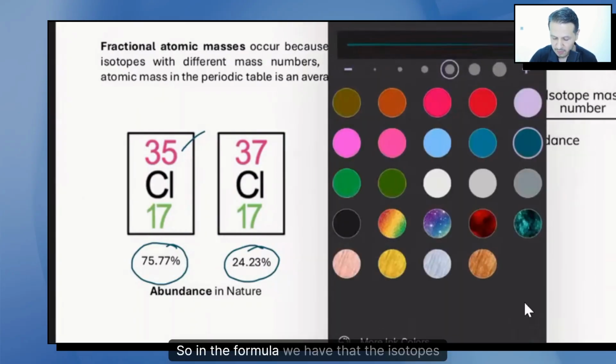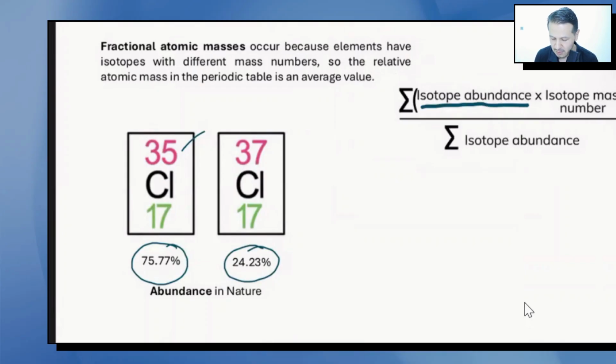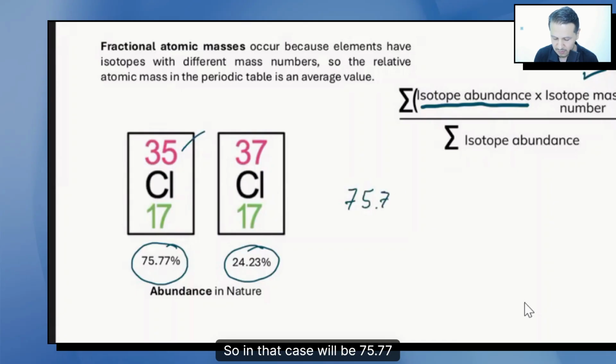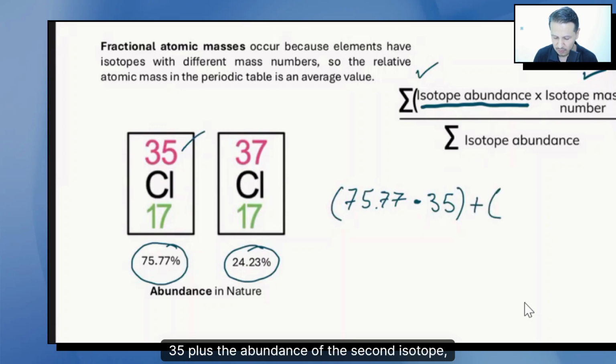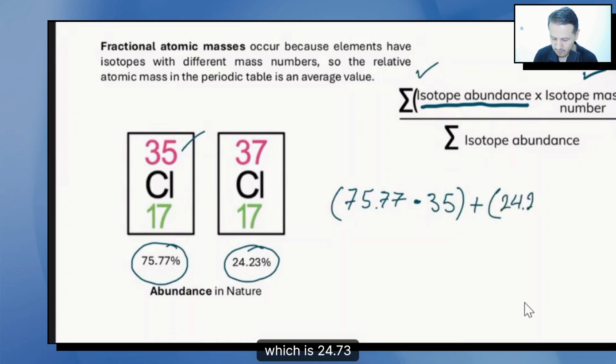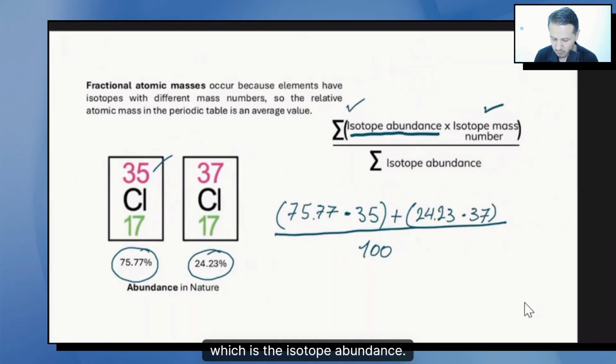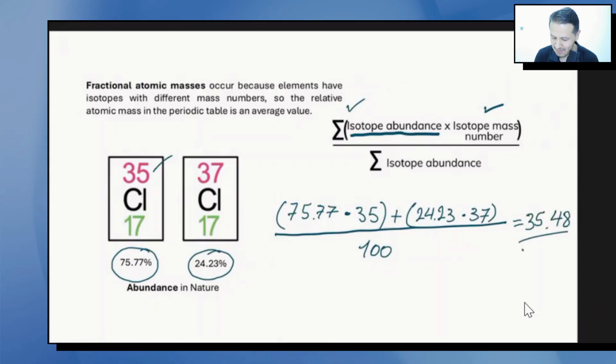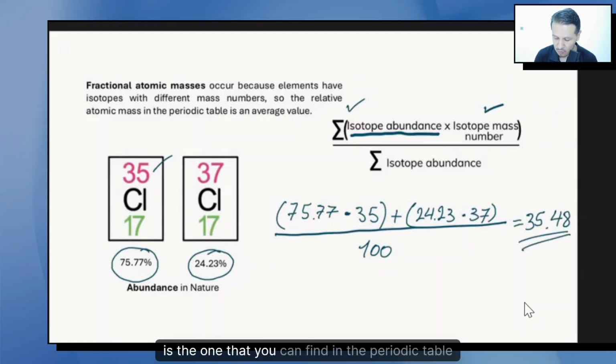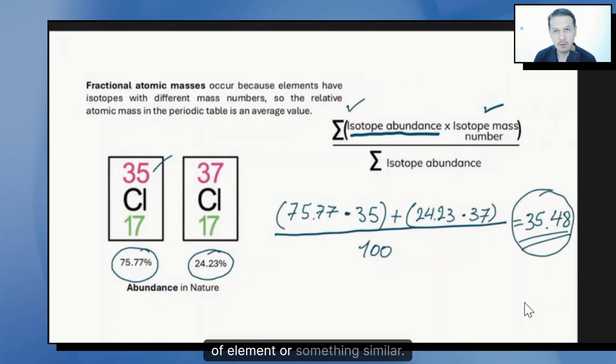So in the formula, we have the isotope's abundance times the isotope mass. So in that case, it will be 75.77 times 35 plus the abundance of the second isotope, which is 24.23 times 37, divided by 100, which is the total abundance. By solving this, you can just use your calculator and you will get a number similar, if not this one, 35.48. This number is the one that you can find in the periodic table of elements.